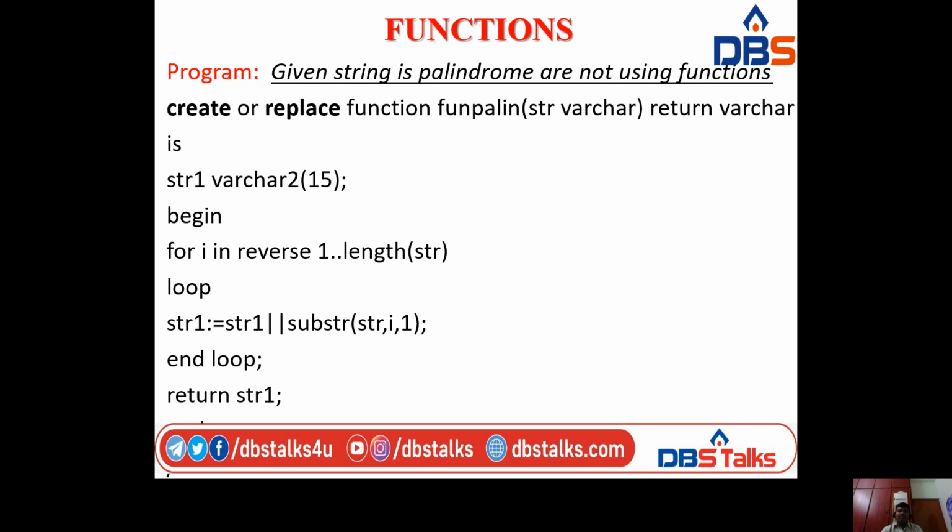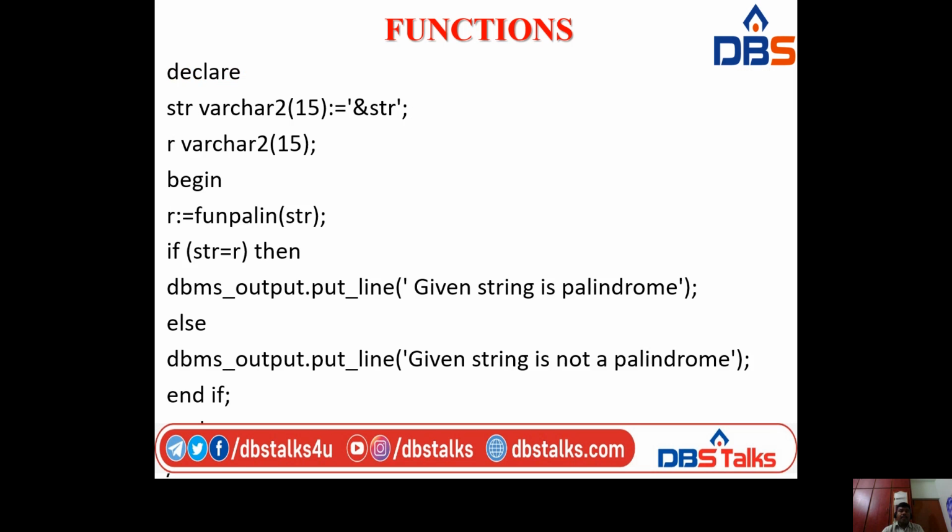str1 is varchar2(15). Begin, a for statement here, where we are taking i in reverse order. Loop, and then str1 is concatenated with the substring of str, i, comma something, end loop, return str1. Now here we are performing the check whether the given string is a palindrome or not.